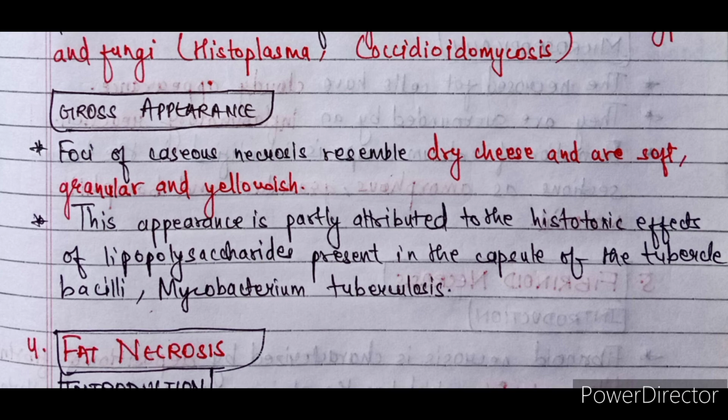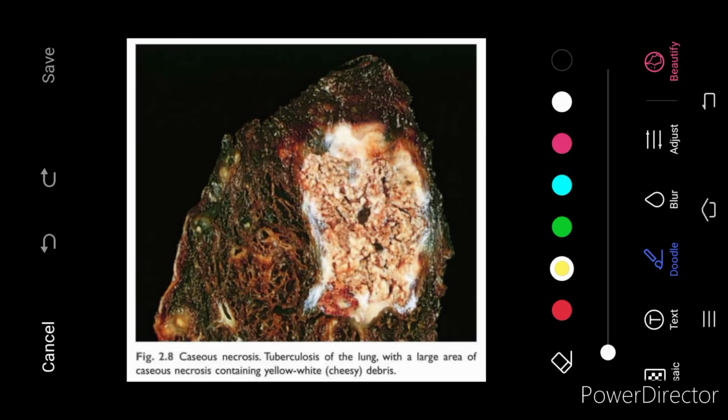Mycobacterium tuberculosis. So here we can see the figure of caseous necrosis, that is tuberculosis of the lung with a large area of caseous necrosis containing yellow, white, cheesy debris here. This is the caseous necrosis.